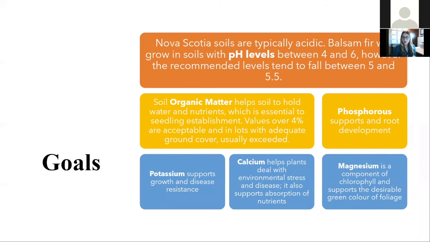Phosphorus, we need that to support our root development. We were looking at that 111 number. Potassium, support growth and disease resistance. We wanted that over 150. Calcium and magnesium, we were looking at our magnesium to be over 100 or approaching 100. So that's where some of those goals were coming from.